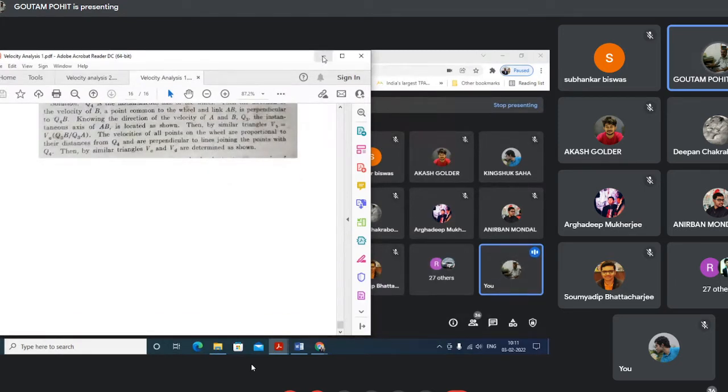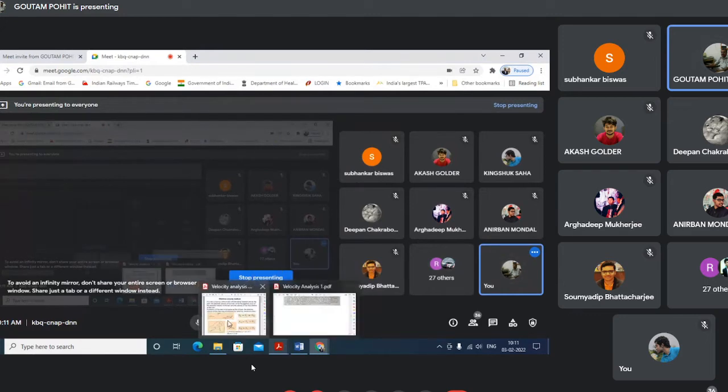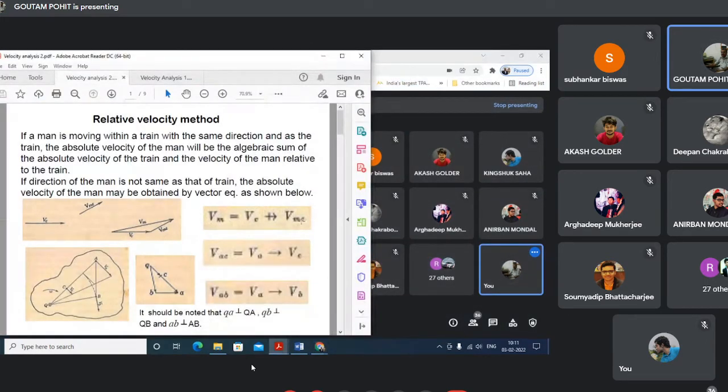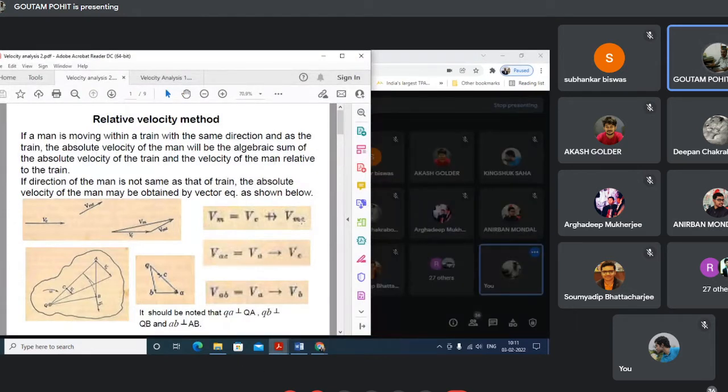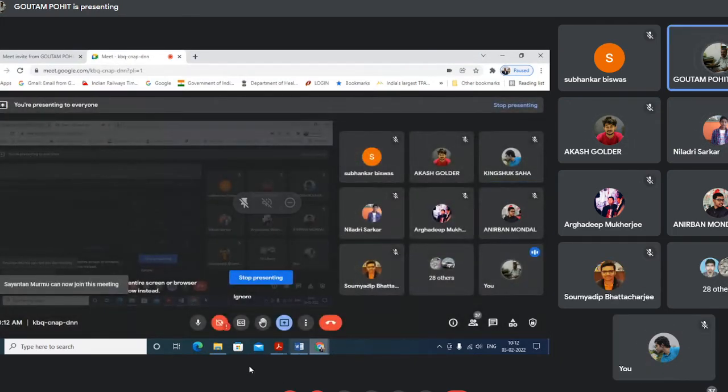Now there is a third method, which is called the relative velocity method, that I am going to cover today. Okay, I hope you can hear me properly. See, still people are pouring in.